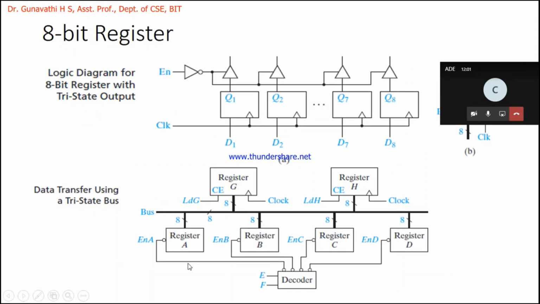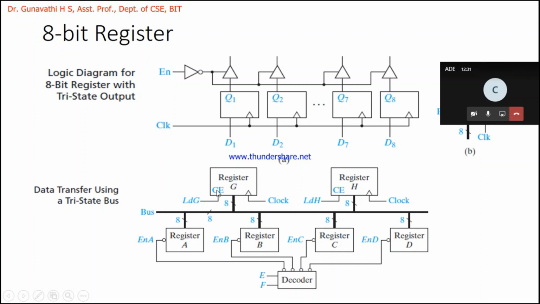Now you understood that based on these two inputs, we are going to choose one of the four registers. If I choose this by giving the inputs as 0, 0, register A will be activated. The output of register A is driving registers G and H, because I don't have any control here over which one is to be activated.